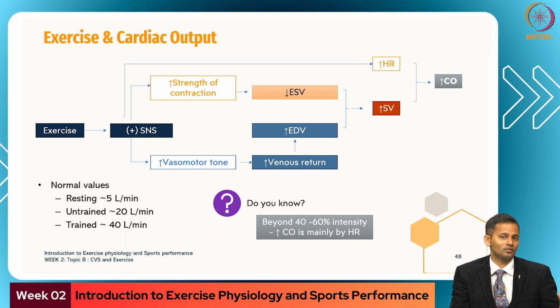An interesting point which I said previously is that up to 40 to 60% the increase is by both heart rate and stroke volume, but beyond 60% the stroke volume doesn't increase. So the predominant contributor for increase in cardiac output is your heart rate.